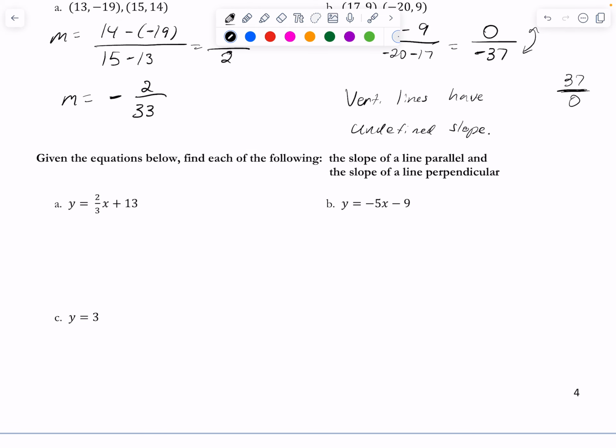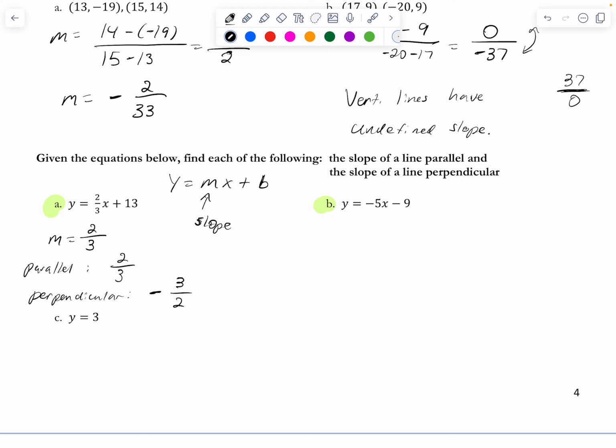All right, last 3. Given the equations below, find each of the following: the slope of a line that's parallel and the slope of a line that's perpendicular. These first two, A and B, are both in slope-intercept form, y equals mx plus b, where m is the slope. Because they're both in this form, I can just extract the slope. So this slope is 2/3. A parallel line would have the same slope. A perpendicular line would have a slope that's the opposite reciprocal, -3/2.